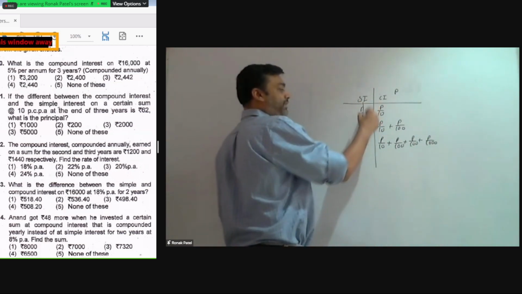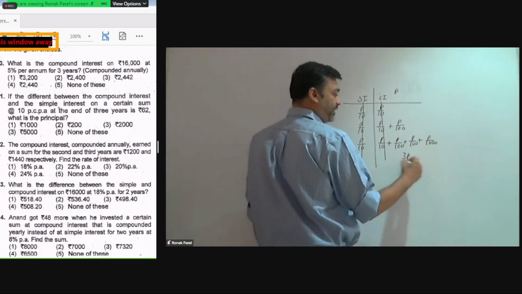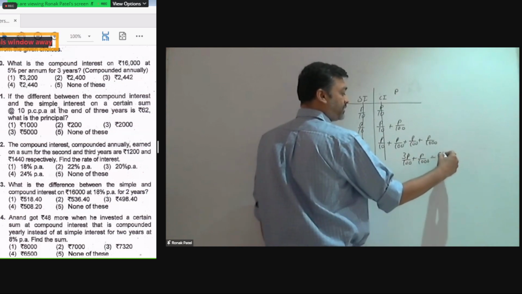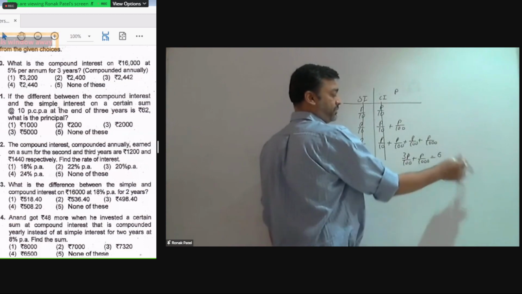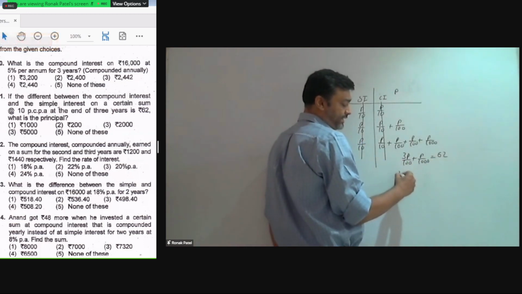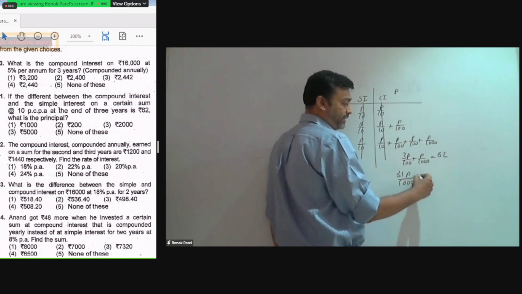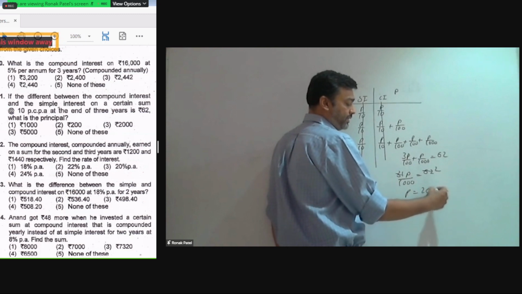If you have the difference between 3 years, I'll cut this because these are the same. That means 3P upon 100 plus P by 1000 is equal to 62. I take 1000 as LCM. So 30P plus P, 31P upon 1000, is equal to 62. So principal is equal to 2000.